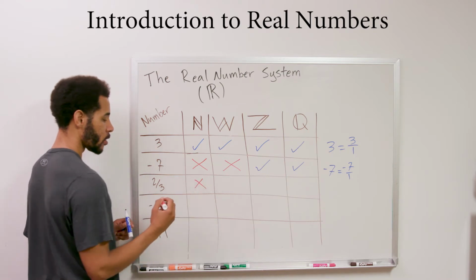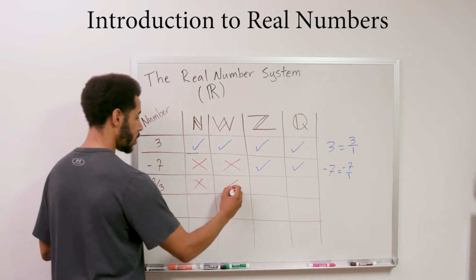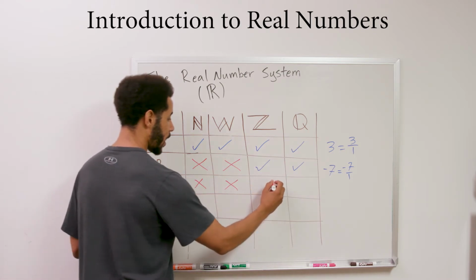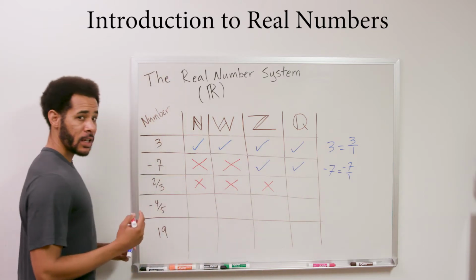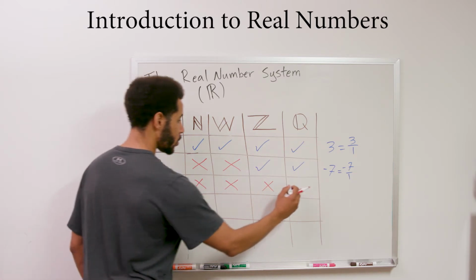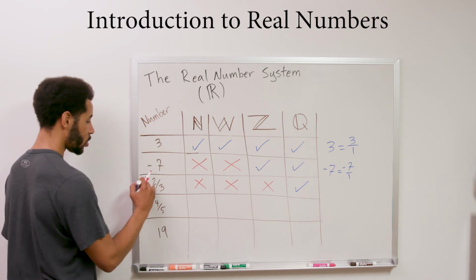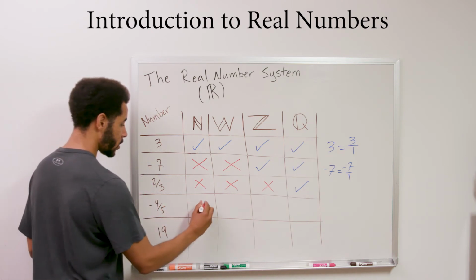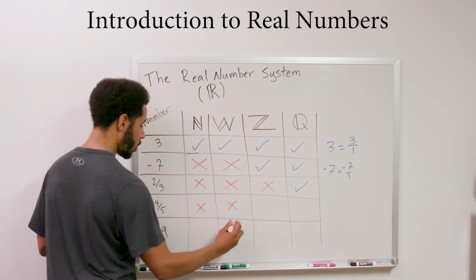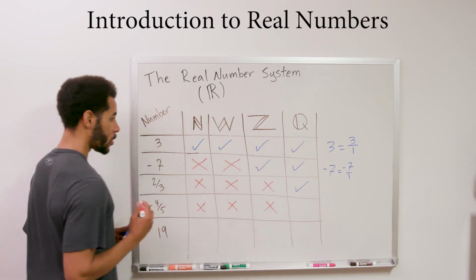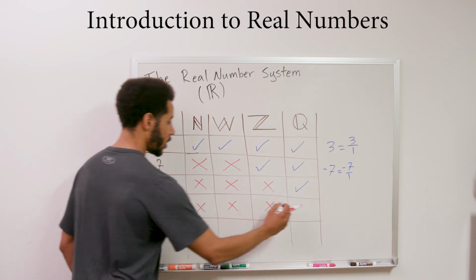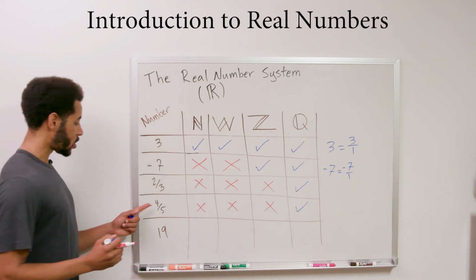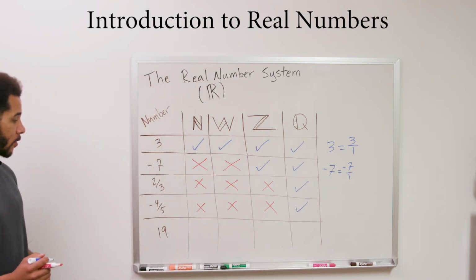2/3, our first fraction here. Not a natural number, not one of our basic counting numbers, definitely not a whole number. It's not an integer because integers do not contain fractions or decimals. It is rational. Our ratio is 2:3. Similarly, we can look at -4/5. We know it's not natural, it's not whole, it's not an integer because integers do not contain fractions or decimals. It is rational. The ratio is -4/5.